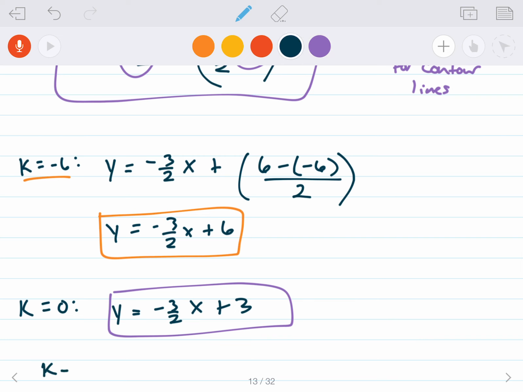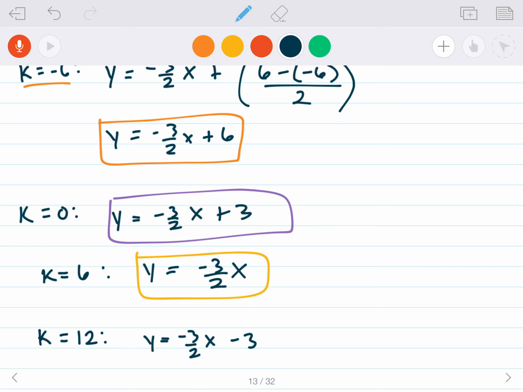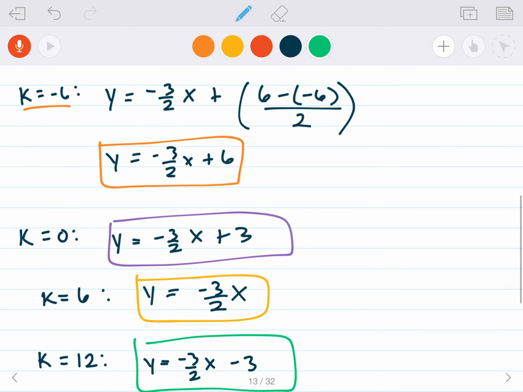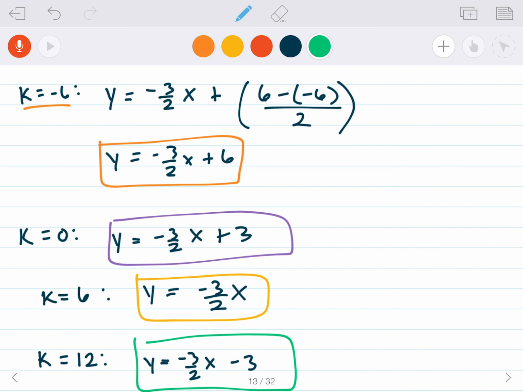For k equals 6, they asked us to do that. We get y equals negative 3 over 2x. And finally, for k equals 12, we get y equals negative 3 over 2x minus 3. Okay, so we have 4 contour lines.